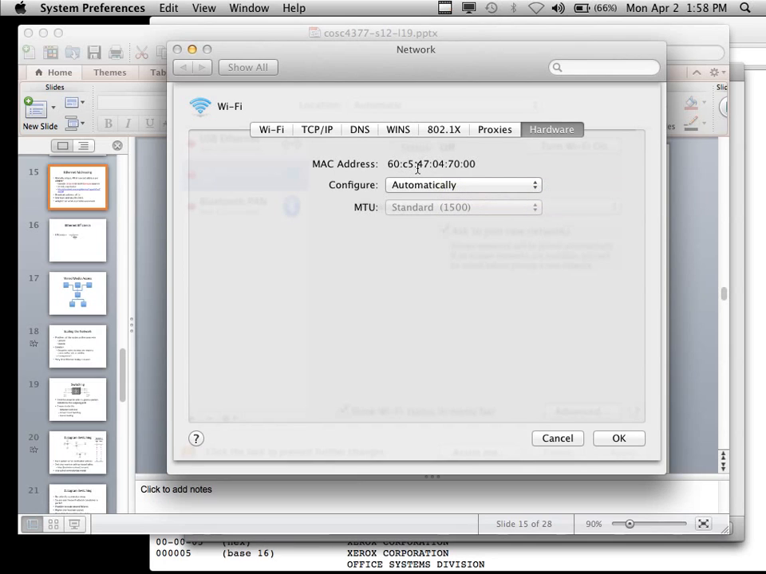It turns out these numbers are allocated by an organization, so it's possible to uniquely identify who the manufacturer is just by looking at the number. And it's also the case that this number is unique across all the network devices in the world. If you just look at the first part of the number, you can tell who the manufacturer is for this network interface.